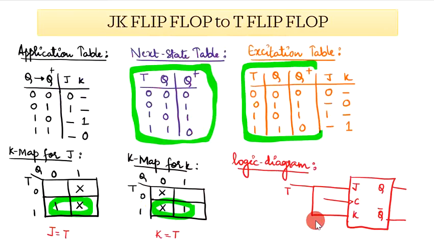So next is JK flip-flop to T flip-flop. As a first step, the application table of the JK has to be obtained, then the next state table of the T flip-flop, then the excitation table has to be written, and we need to obtain the Karnaugh map for the 2 variables J and K. In this case, when you group, you have to see to it that you can group even the don't care term, and this way you get J equal to T and K equal to T. So JK flip-flop is converted to T flip-flop as shown in this particular logic diagram.